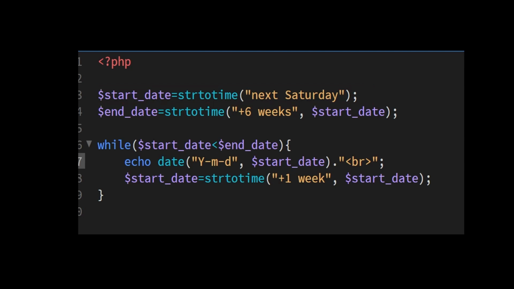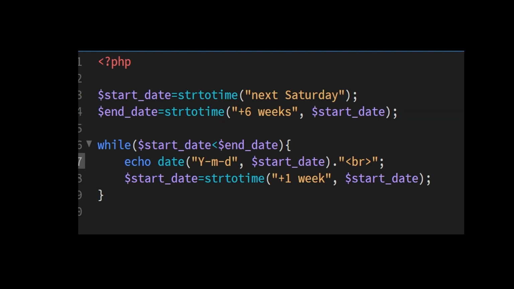Next, the following line calculates the end date by adding 6 weeks to the start date. The strtotime function is again used here to add a time interval to a given timestamp. The second argument specifies the base timestamp from which the interval should be added, which is the variable start date in this case.